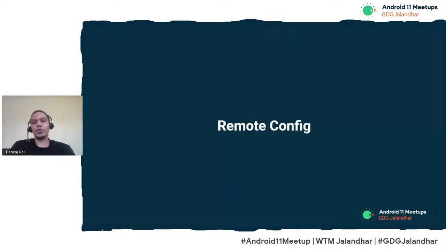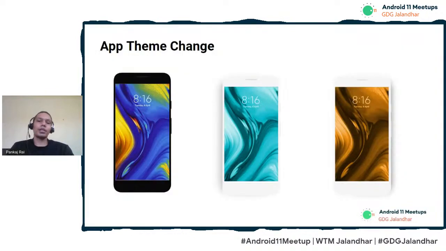Let me talk about remote config first. Remote config is one of the very widely used services of Firebase. And what it does, let's see that. Think of the scenario where you want to change the theme of your application. Because we are talking about enterprise applications, we are talking about users who may or may not update the app so frequently. You may have a very large user base.